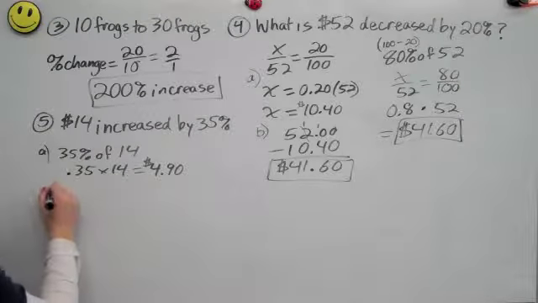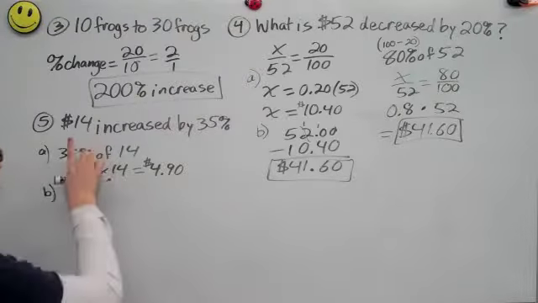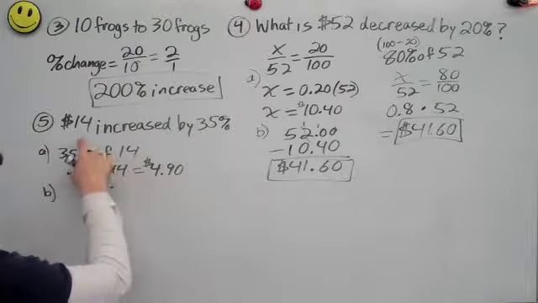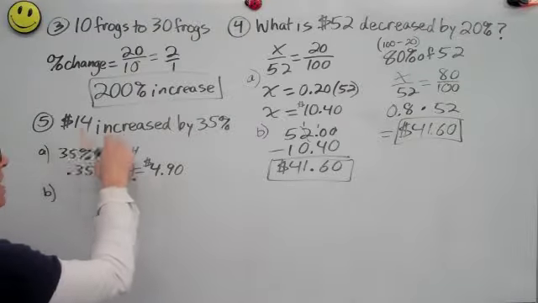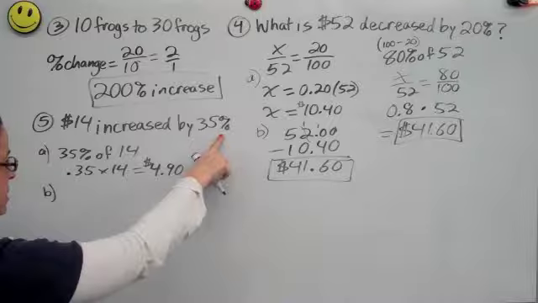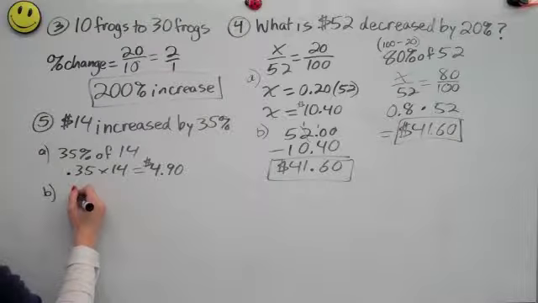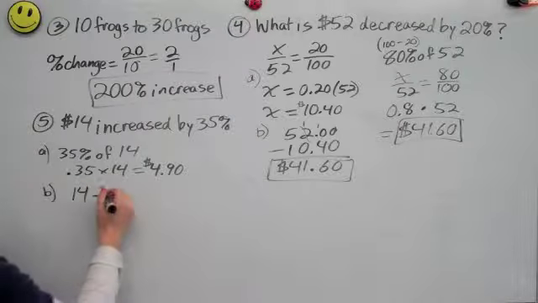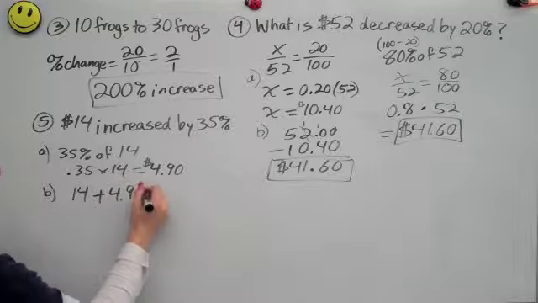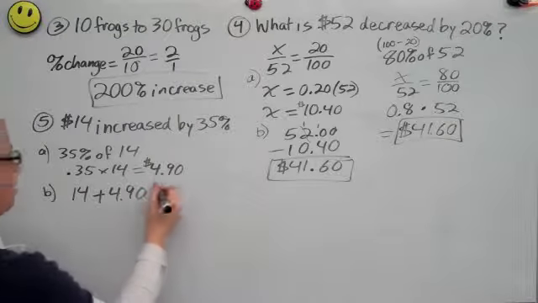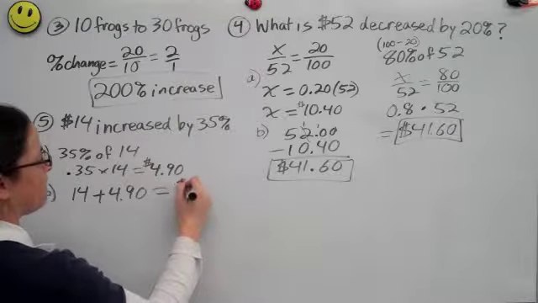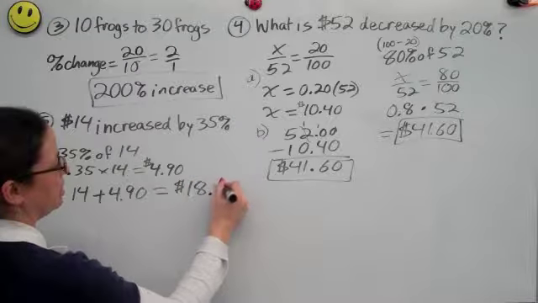And then I can do part B. This is 35% of 14. Now I want to take 14 and I want to increase it by 35%. So that means instead I would take 14 and I would add the $4.90. If I add it, I will end up with $18.90.